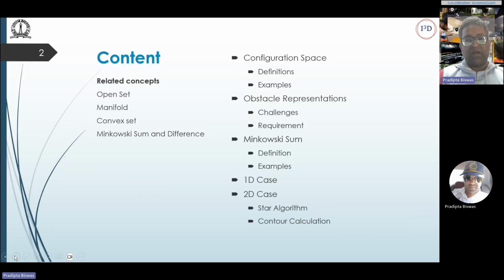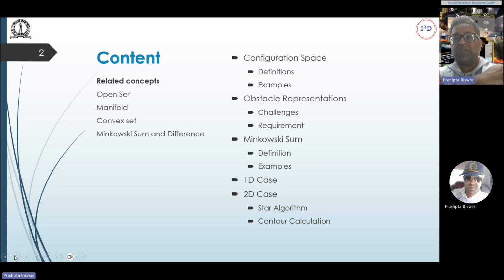Again, we will require some prerequisites: the definitions of open set, manifolds, convex set, and Minkowski sum and difference. The convex set and Minkowski sum and difference we will discuss in this lecture. We discussed a little bit about open set and manifold previously, and you can also read any standard book on mathematics or web resource, and also the textbook, Steven LaValle's motion planning book. It also defines these terms in chapter 4. You can check this out.